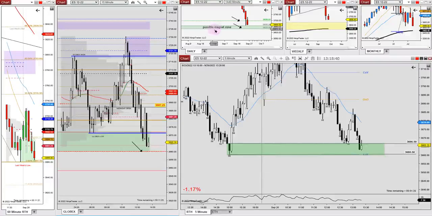Plus, we haven't tested my magnet zone, so we might still come down a little bit. I was going to leave at 1 o'clock, and it's now 20 minutes after 1. I just want to see if we're going to reverse here anytime soon. Just waiting.